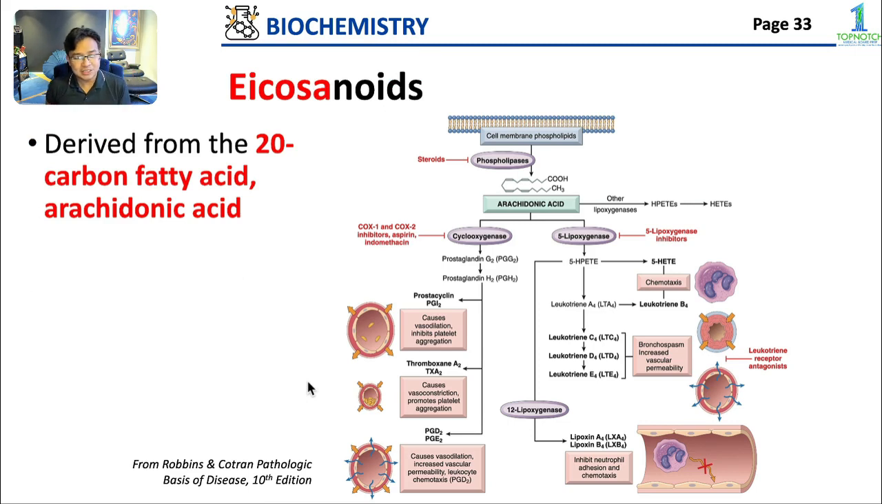So, they are the compounds derived from the 20-carbon fatty acid, arachidonic acid. Now, to produce them, we have two major pathways. First is your cyclooxygenase pathway, and the other is your 5-lipoxygenase pathway. Under this pathway, we have your prostacyclin, a natural platelet aggregator and vasodilator. Ang kanyang kalaban ay thromboxane A2, a vasoconstrictor and platelet aggregator naman siya.